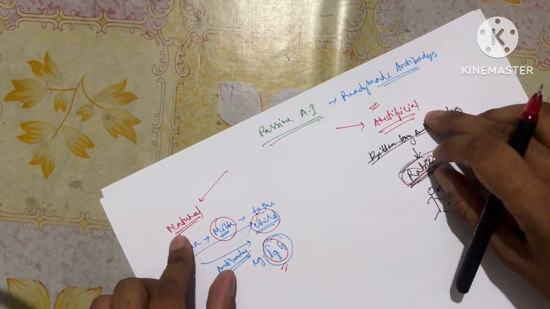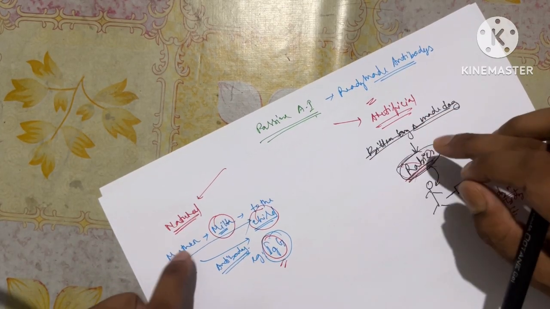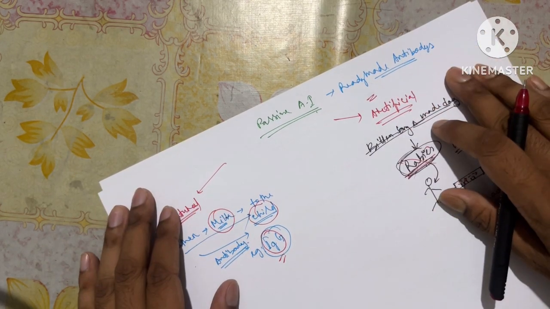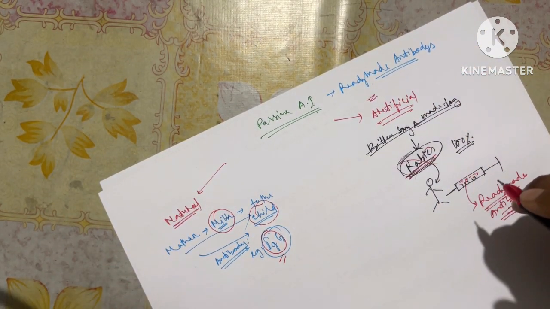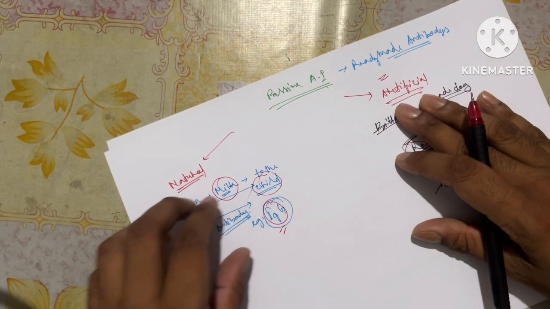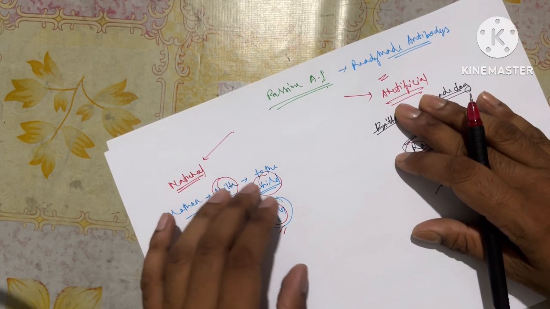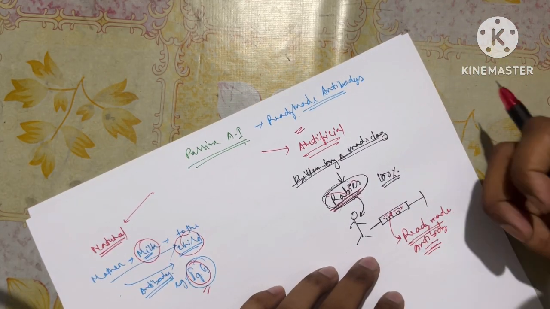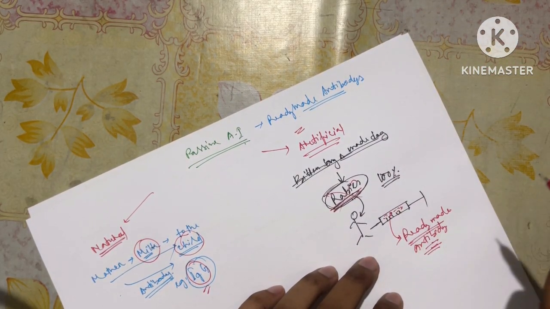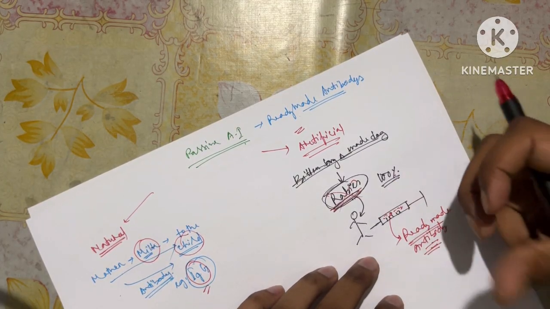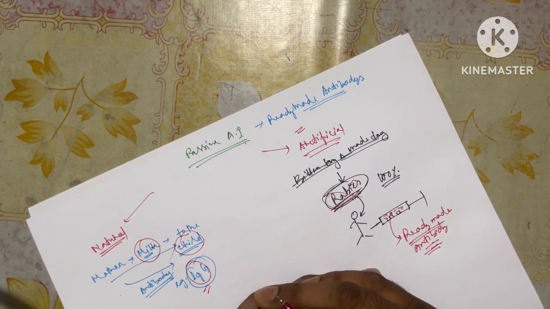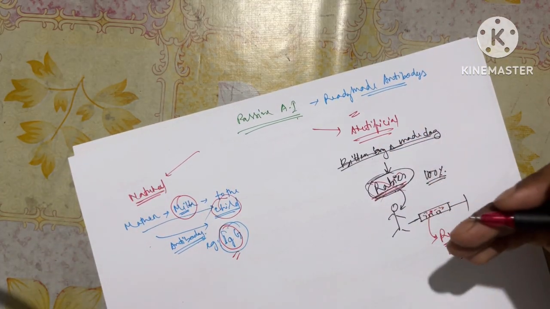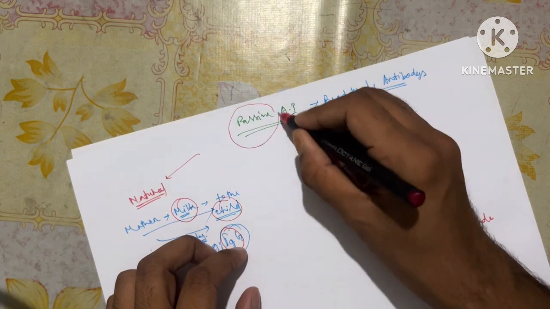In both cases, natural and artificial, we are not making the antibodies ourselves. We are getting the antibodies from external sources. In the natural process, the child is getting the antibodies in the form of mother's milk. In the artificial process, we are injecting the antibodies into that person's body from external sources. So that's why it is known as artificial. In both cases, we are getting the antibodies from external sources. That's why it is passive.